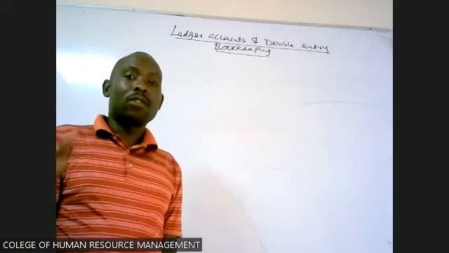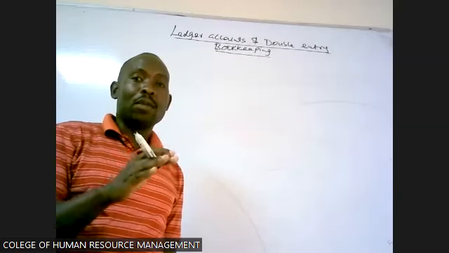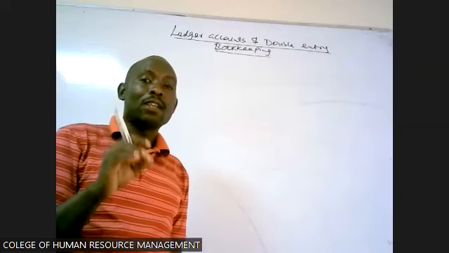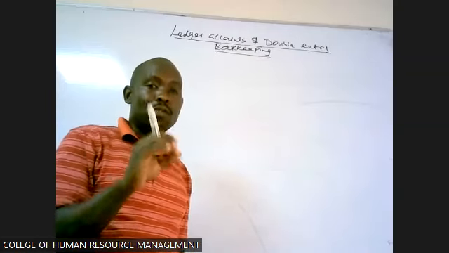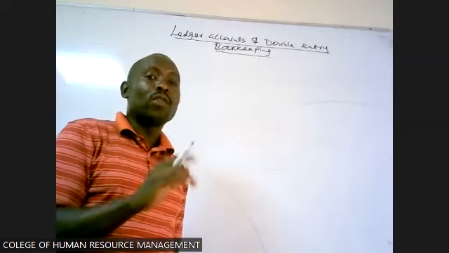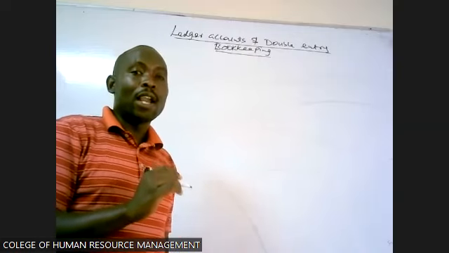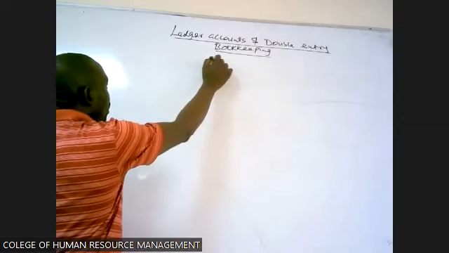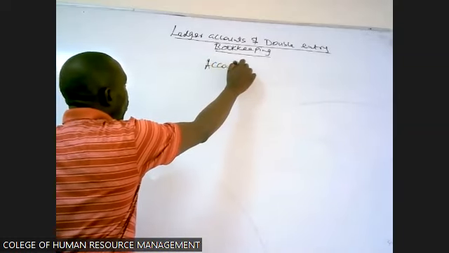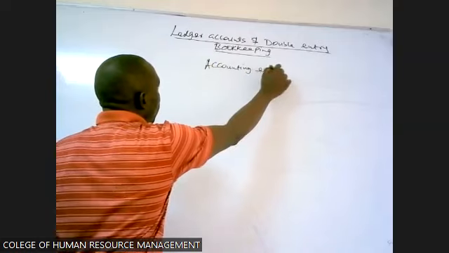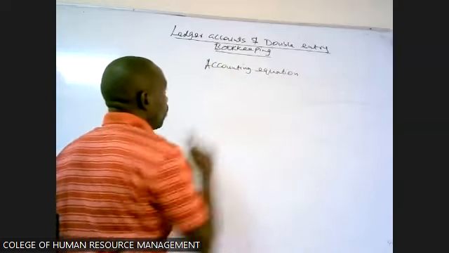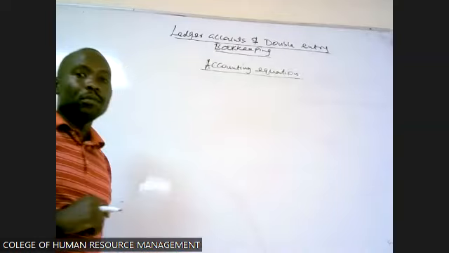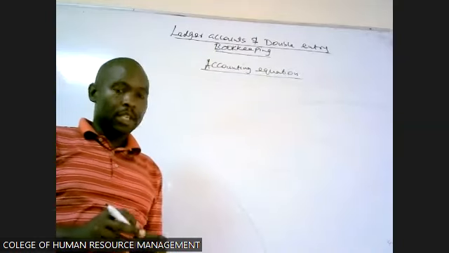The real accounts are for those items that we can be able to see. The nominal accounts are those accounts for items that we cannot be able to see. Before I go now to the double entry concept, allow me to briefly talk about what we call the accounting equation. Allow me to talk about the accounting equation briefly.